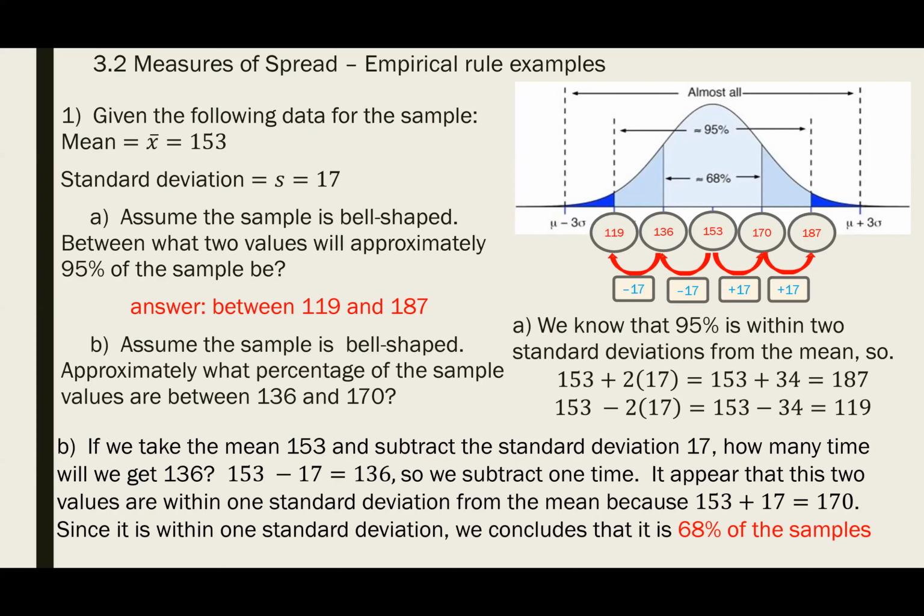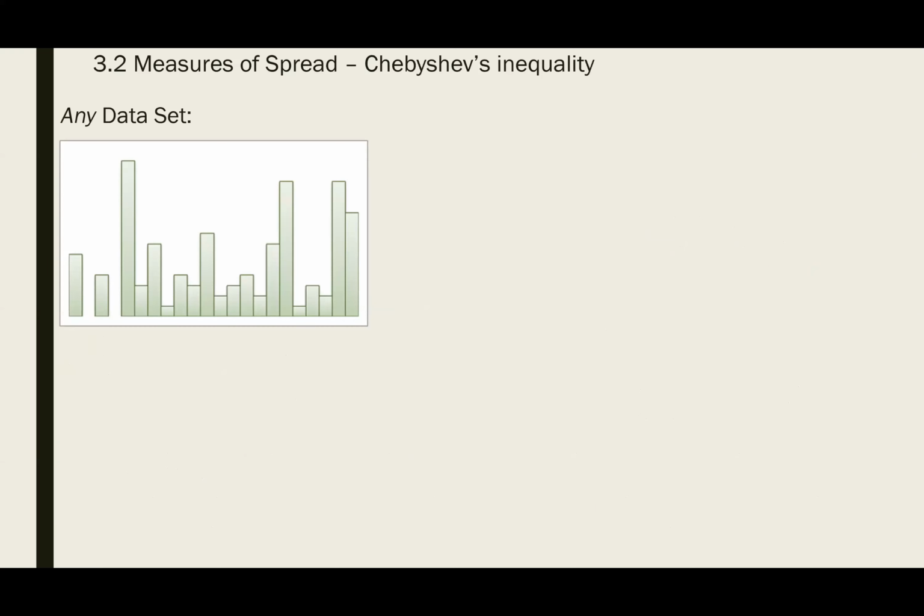If you don't have questions about the empirical rule, like I mentioned, in order to use the empirical rule, your data has to be a symmetric bell shape. What happens if your data is not a bell shape? Then we cannot use the empirical rule. We have to use the Chebyshev inequality. The Chebyshev inequality applies to any data, even if it's a bell shape; it's just that bell shape is easier to use with the empirical rule.